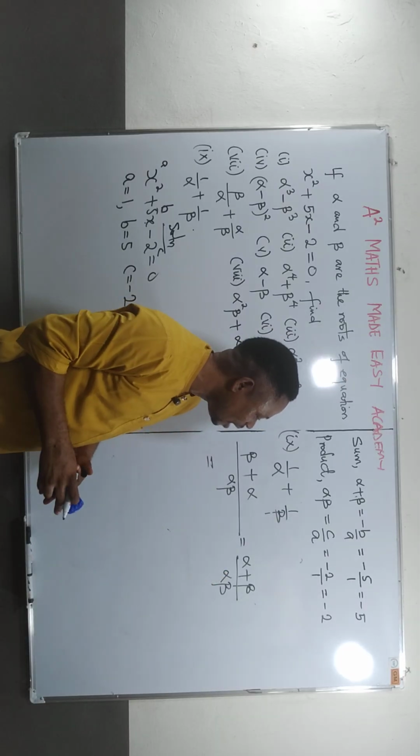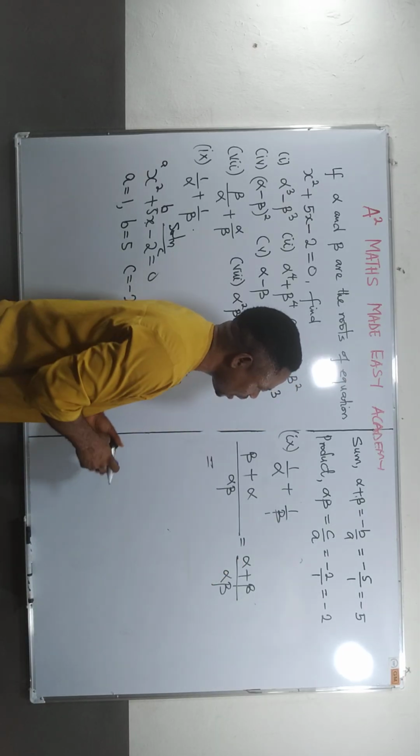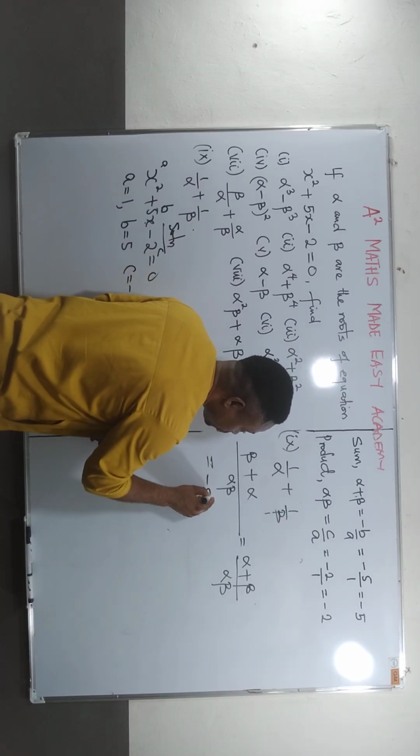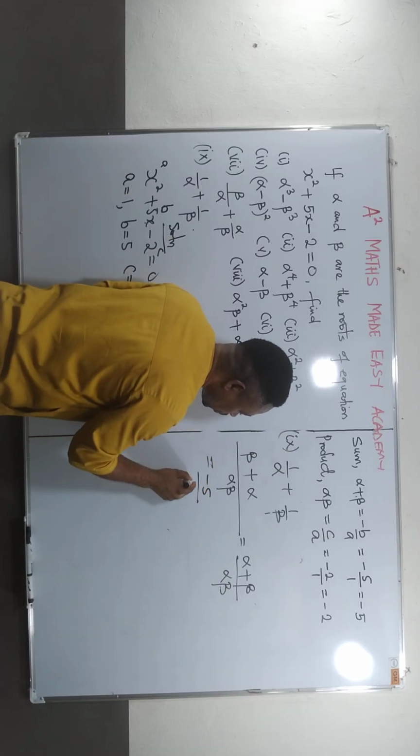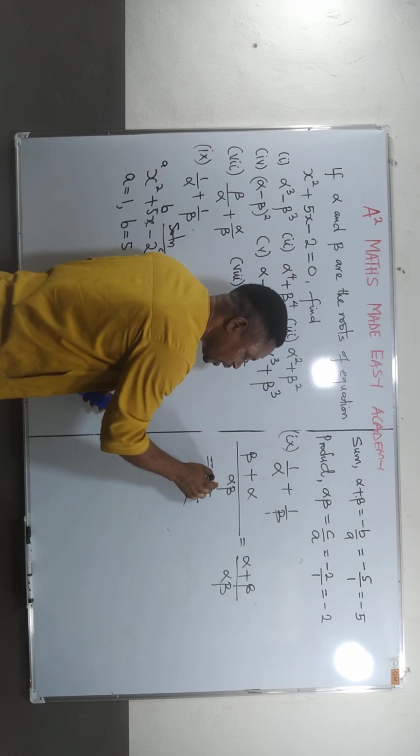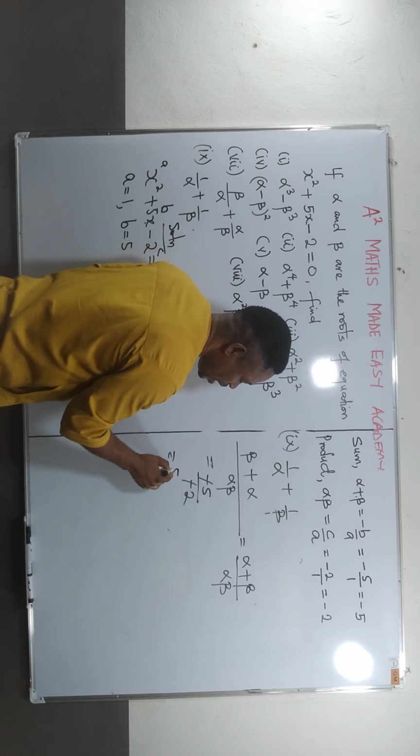Life goes on. Now what do we do? Substitute. Alpha plus beta will give you, remember we solved it as minus 5, over alpha beta, which is minus 2. Wow. Minus cancels minus. Finally, this is 5 over 2.